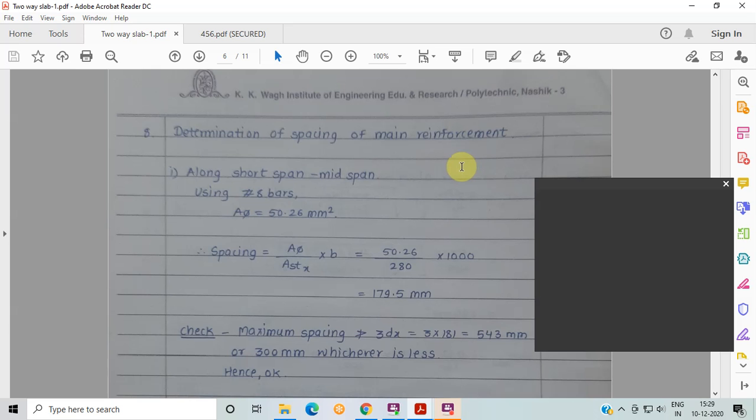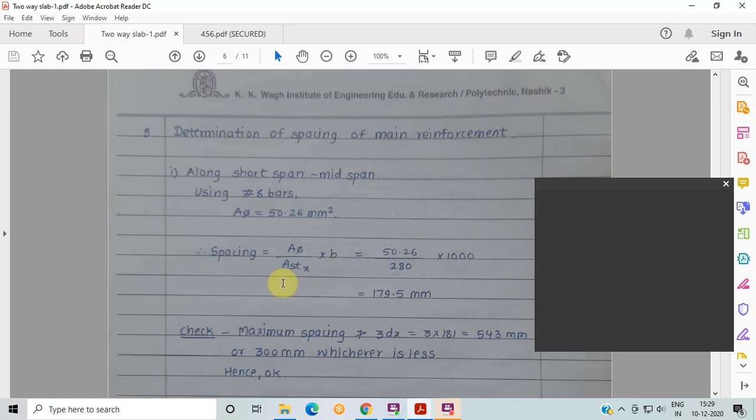So let's use 6 mm bars and calculate spacing. It is 130 mm. Now, as per IS code, it is clearly mentioned that this torsion steel is to be provided in the form of two meshes. One is at top and the second one is at bottom, for length Lx by 5 along both directions. So bars are orthogonal to each other.